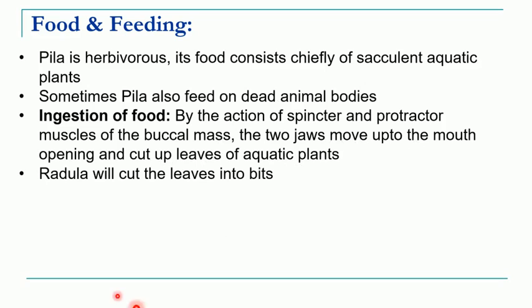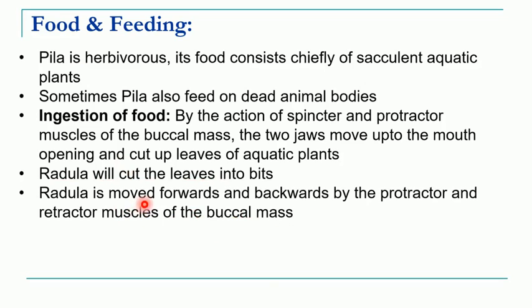Now the important organ that we have studied is the radula. It is responsible for this cutting activity. It will cut the leaves into smaller pieces. There are two sets of muscle attached to this radula, that is protractor and retractor muscle, which move forward and backward. With the help of these two sets of muscle, this cutting movement is taking place.